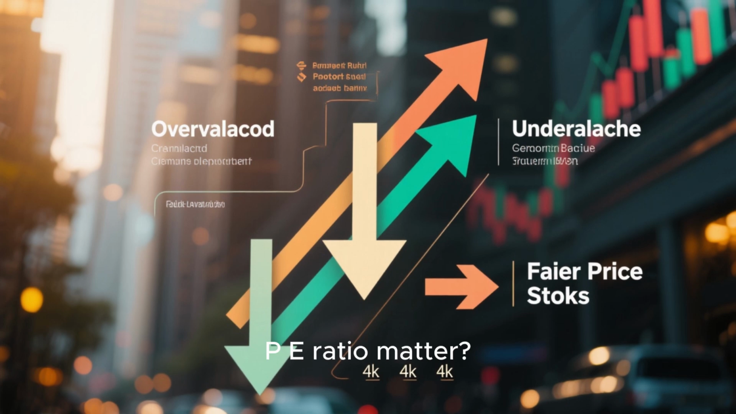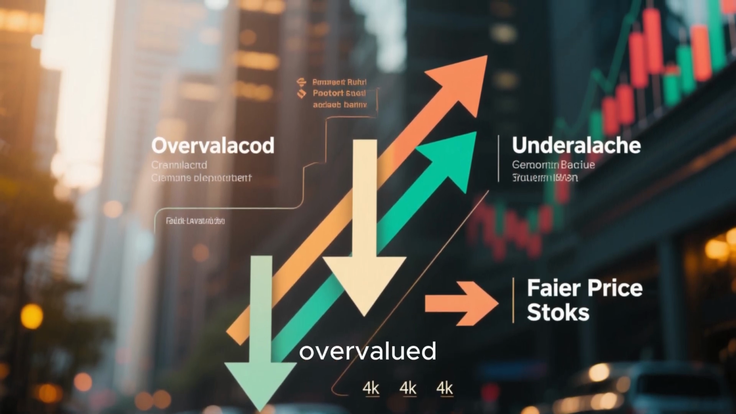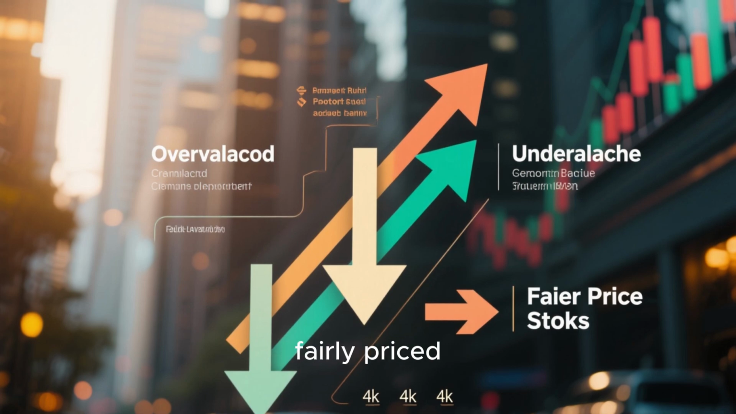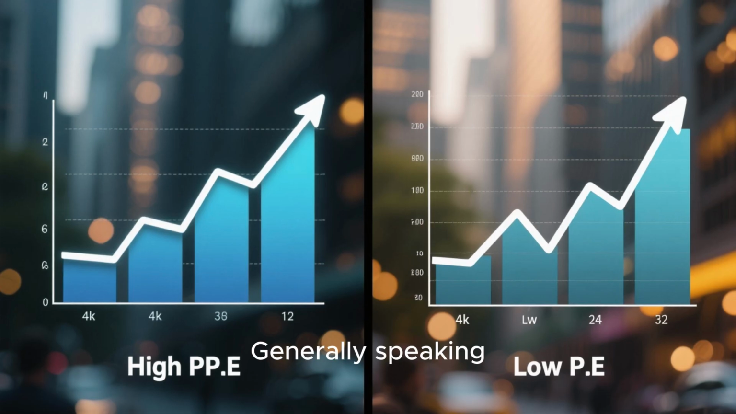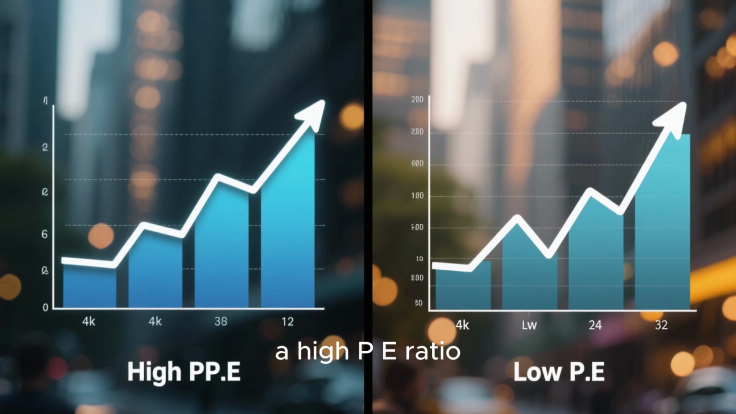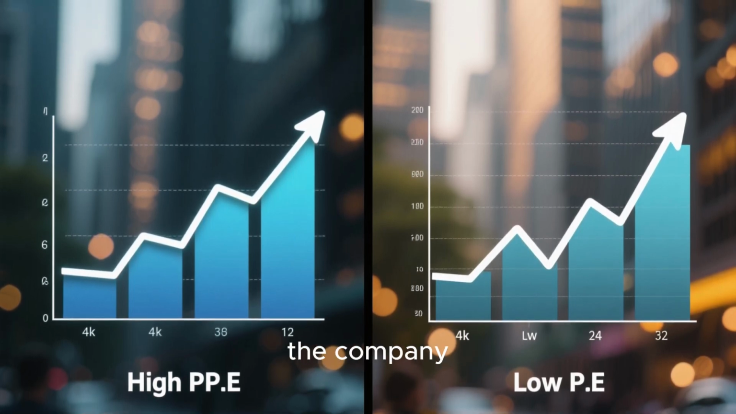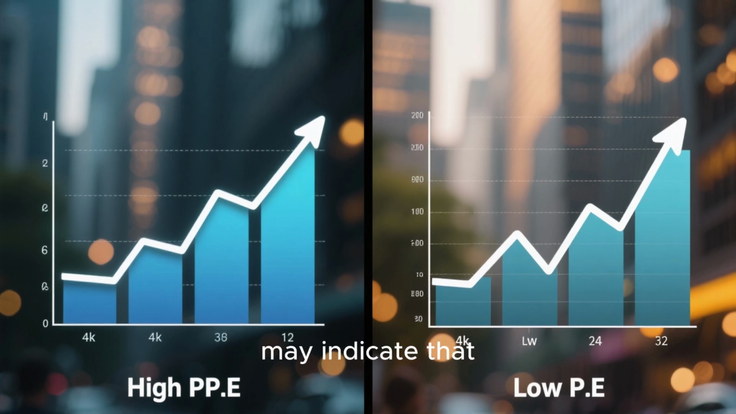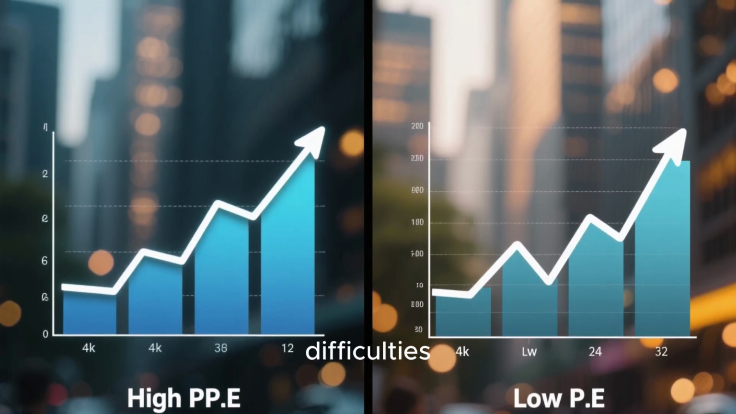But why does the PE ratio matter? It helps you understand if a stock is potentially overvalued, undervalued, or fairly priced. Consider it a gauge of what the market expects. Generally speaking, a high PE ratio may indicate that investors anticipate rapid future growth from the company, whereas a low PE may indicate that the stock is cheap or that the business is having difficulties.